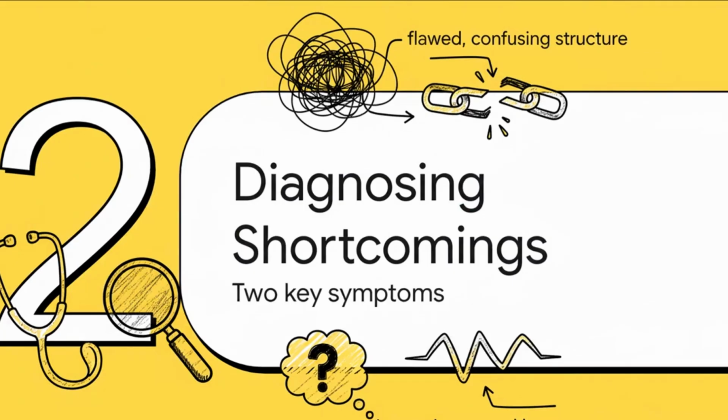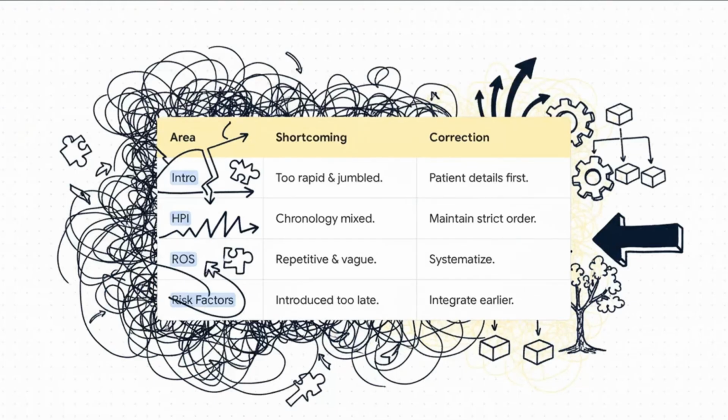So just like a doctor looks for symptoms to diagnose an illness, we're going to diagnose this presentation. And it really comes down to two key symptoms. First, a flawed, confusing structure. And second, imprecise, kind of casual language. Let's break those down. The first symptom is what I'd call structural chaos.